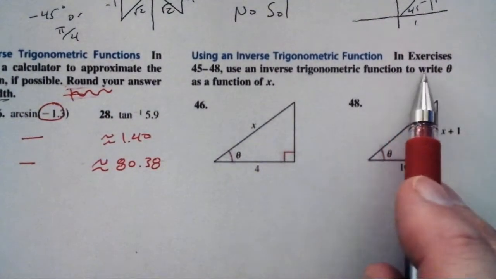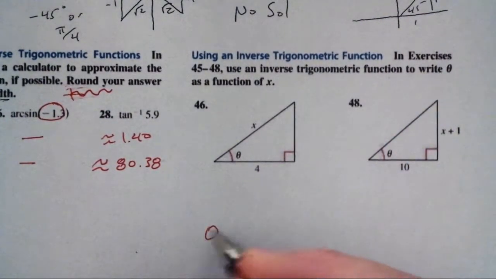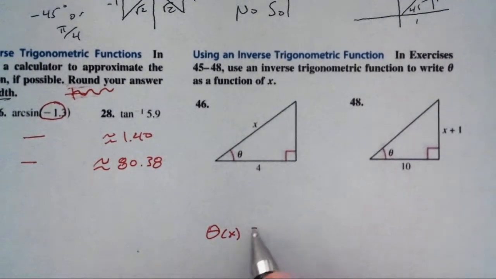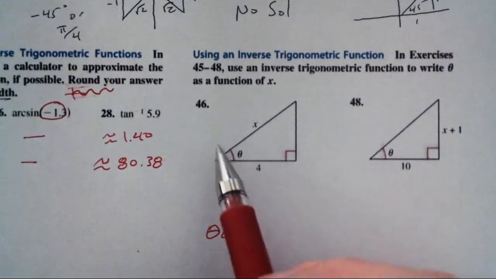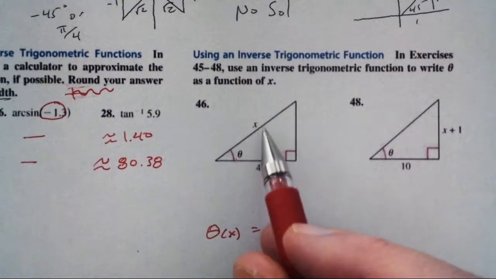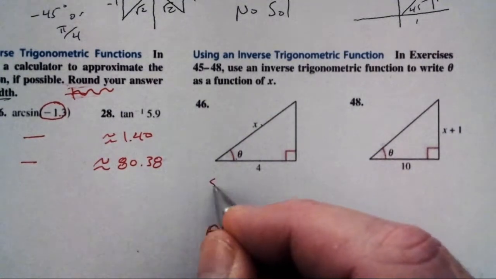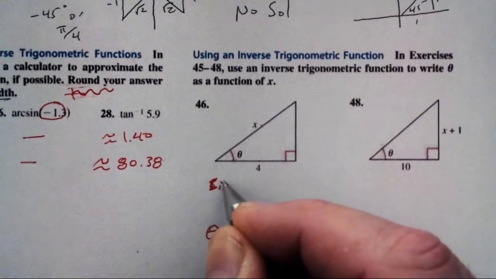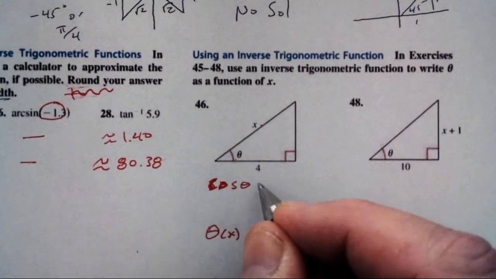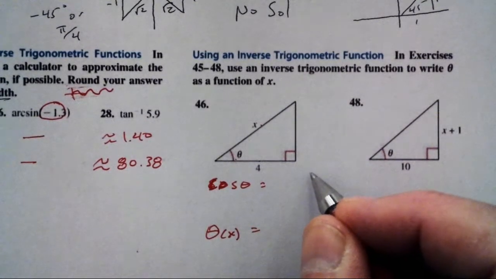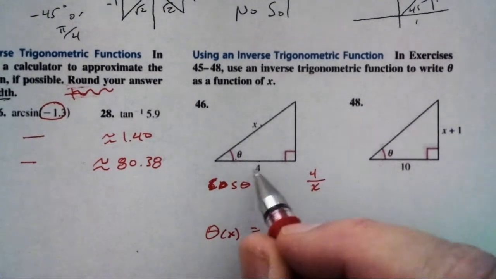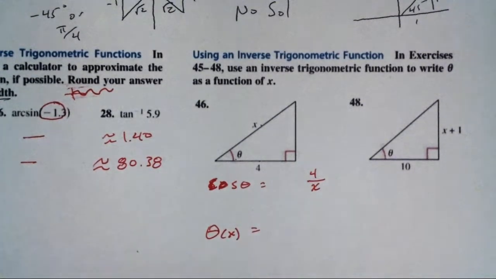Use an inverse trigonometric function to write theta as a function of x. So I want theta as a function of x. And we might be able to get there in one step, but that would be pretty good. I'm going to go back to just SOHCAHTOA talk. I've got an angle, I've got an adjacent, I've got a hypotenuse. So we could say cosine, it would be adjacent on hypotenuse. Cosine of theta is, I'm going to leave a space here, you'll see why, 4 on x, adjacent on hypotenuse.